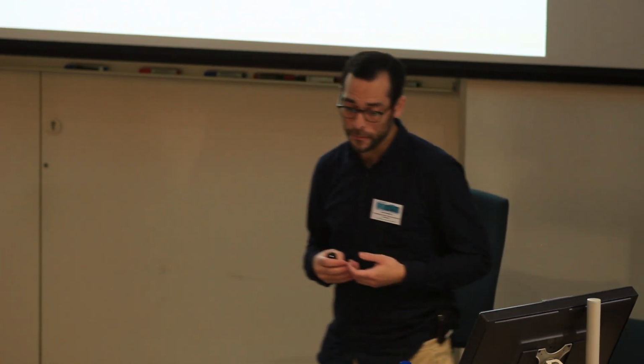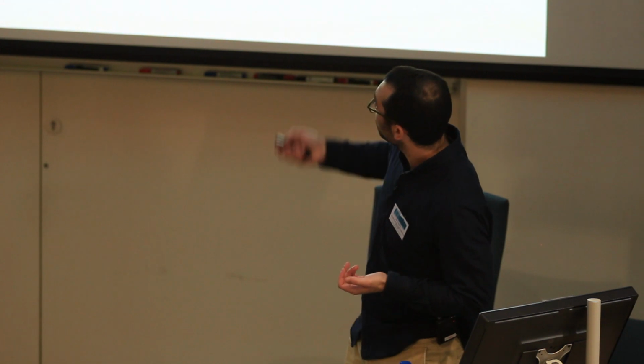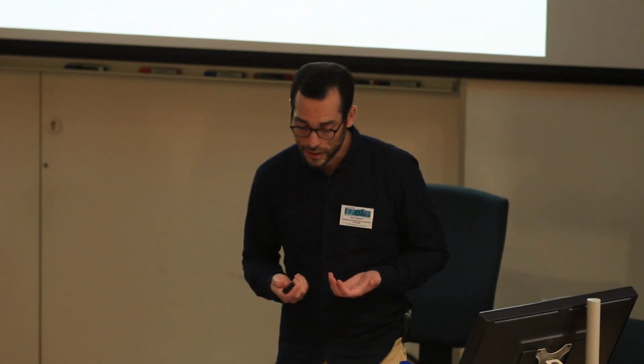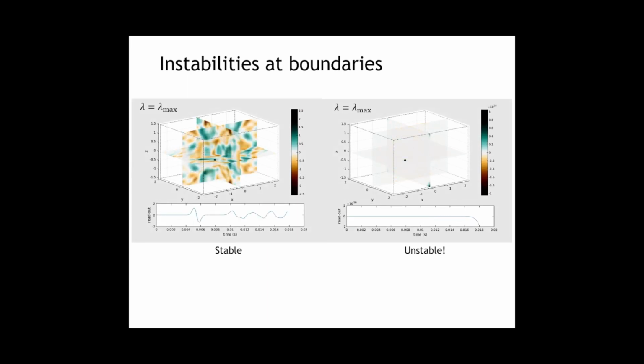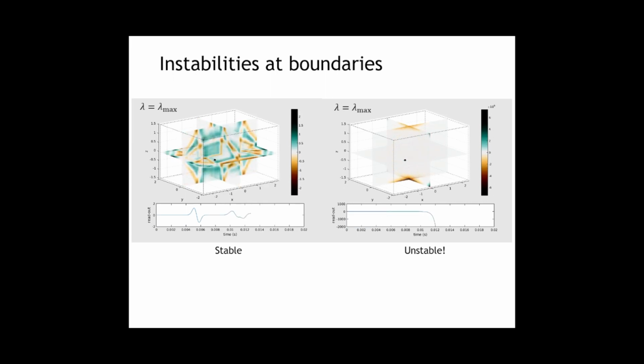So if you make the wrong choice, you end up with instability. You can have the stability condition over the interior. You can respect that condition, but still end up with some growth at the boundaries. So this is what happens if you make the wrong choice. It just blows up as soon as it hits the boundary. So you can see here, that's the readout.